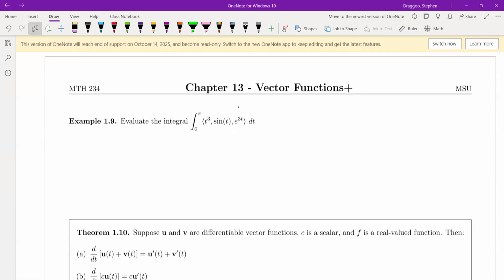And similar idea, in fact, even the same function. But let's evaluate the integral from 0 to pi of, again, that same vector function. So that's going to look like the integral of each piece. So t cubed integrates to t to the 4th over 4. So I'll be looking at pi to the 4th over 4 minus 0 to the 4th over 4. I'll just call it 0.